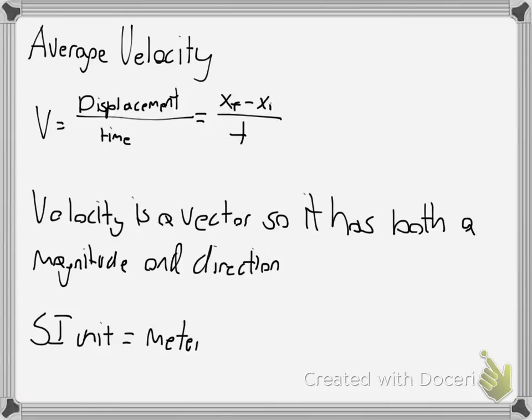Our SI unit for velocity is meters per second, or m/s. This is the same thing for our speed, so they have the same SI unit. So whenever they give us a problem and they give us, let's say, kilometers per hour, we would have to convert that to meters per second in order to use them in our kinematic equations.